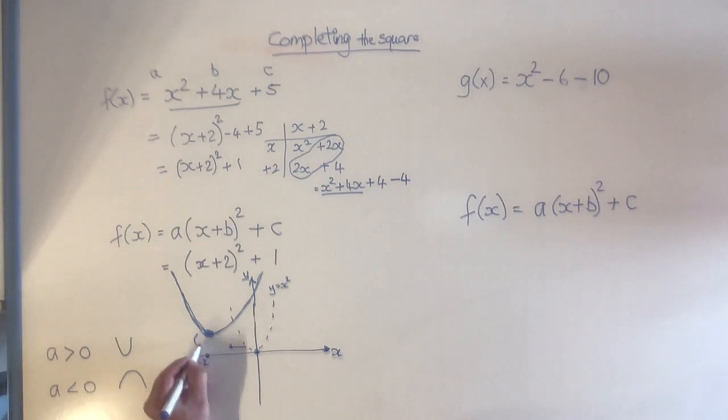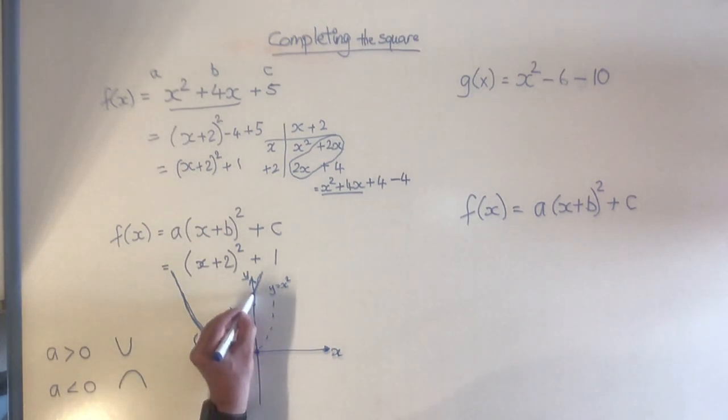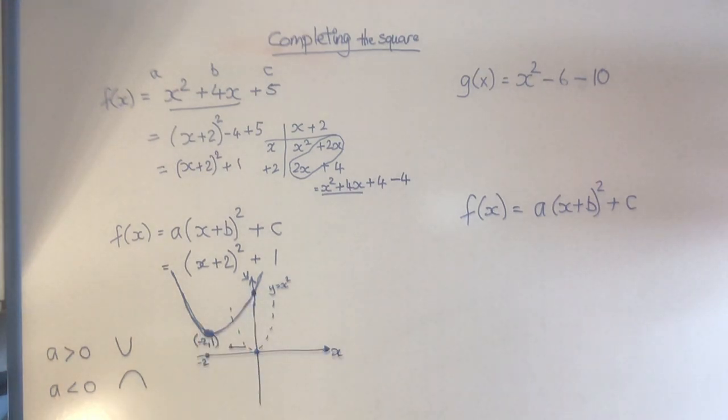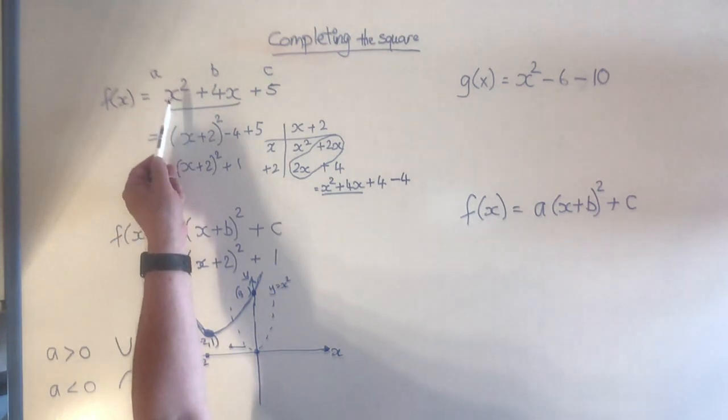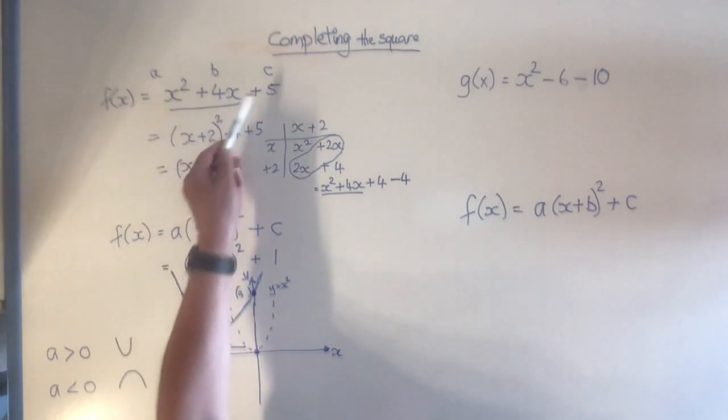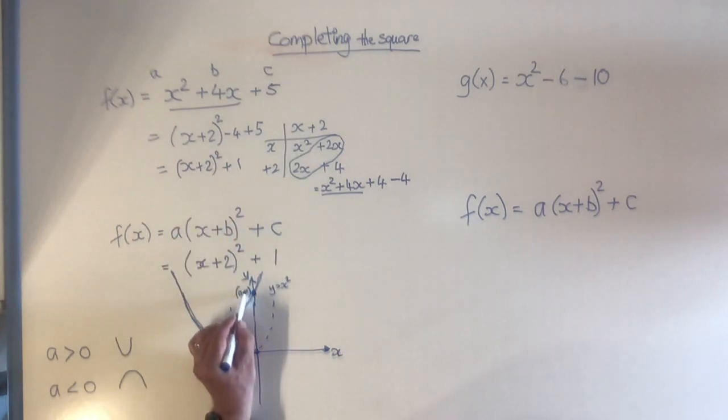Okay, and that's the point (-2, 1). We also usually find where it crosses the y-axis. So when it crosses the y-axis, well, that's when x is equal to 0. So this point here on the y-axis is (0, something). So put x equal to 0 into the original function, 0 squared plus 0 plus 5, and that's going to be 5. It crosses at (0, 5).